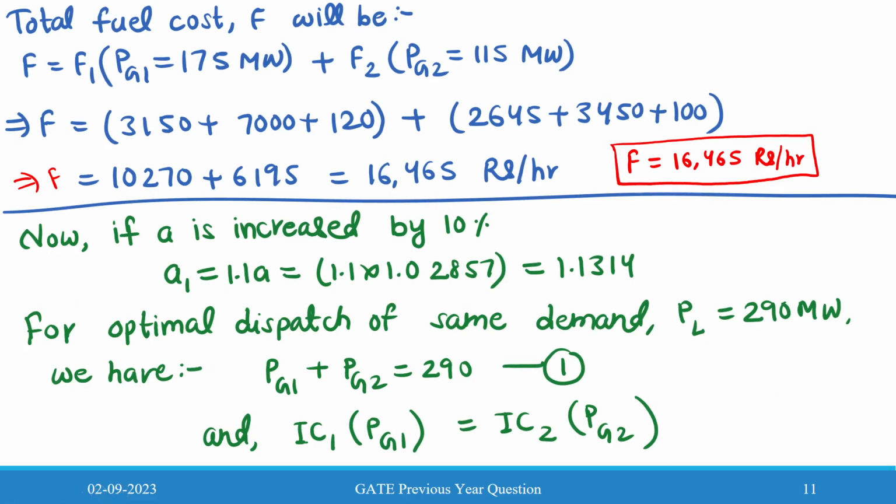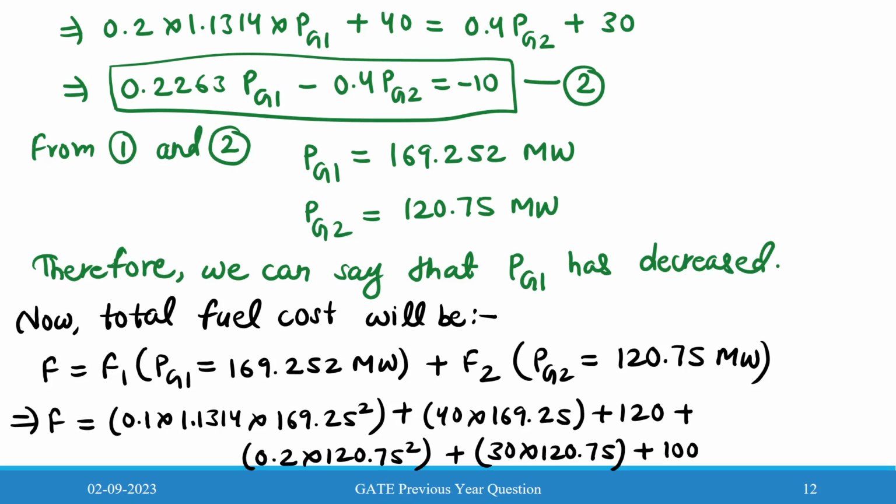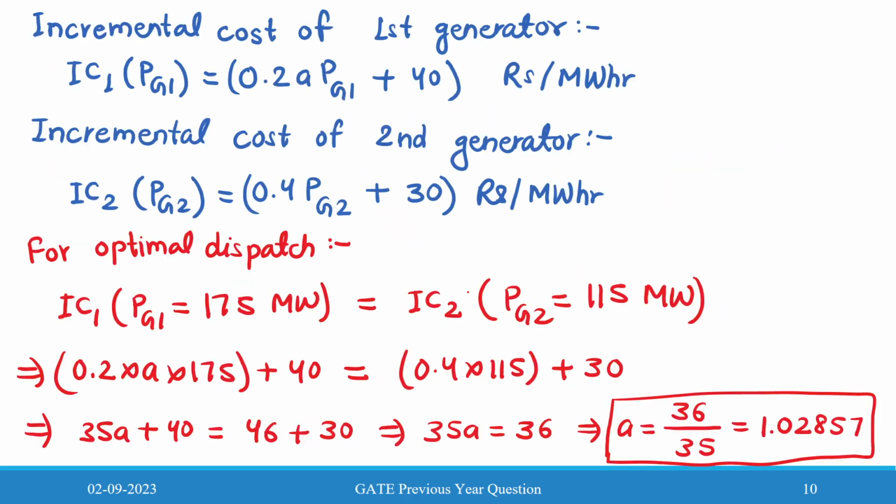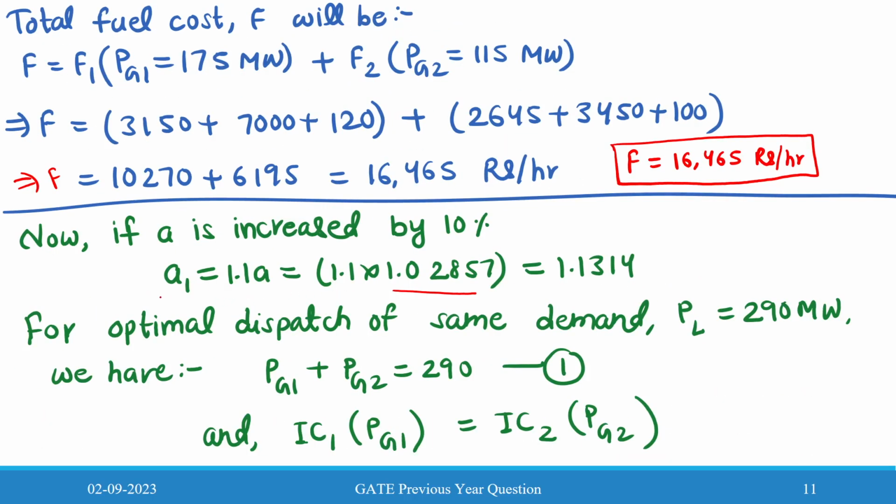This is a little bit lengthy, and whoever knows that while neglecting the losses, you just need to equate the incremental cost, you will get the answer. Sir, again we have to put the incremented value of A and again differentiate and equate? No, why do you need to differentiate again? Because A1 remains as it is. Earlier it was 1.0857, so in the place of A, you will put A1. A1 will be 1.1314.